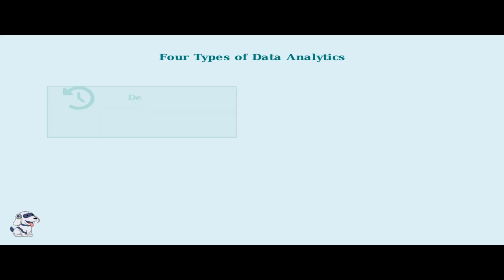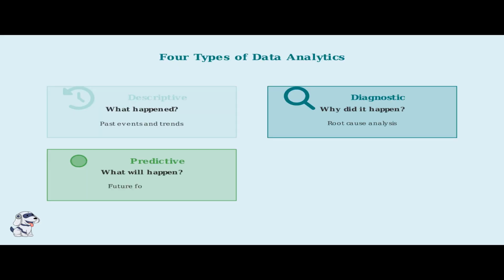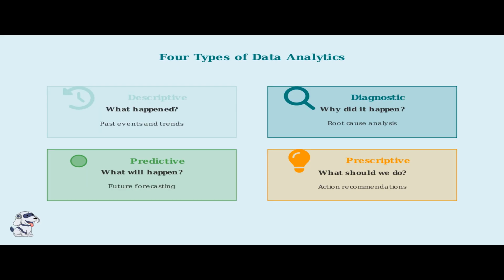There are four main types of data analytics, each serving different purposes. Descriptive analytics tells us what happened in the past. Diagnostic analytics explains why something happened. Predictive analytics forecasts what might happen in the future. Prescriptive analytics recommends what actions to take.